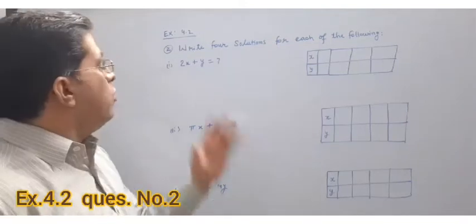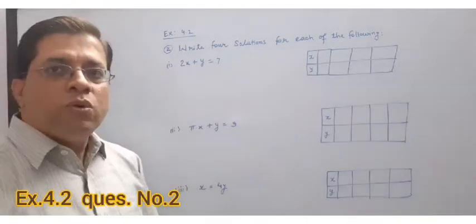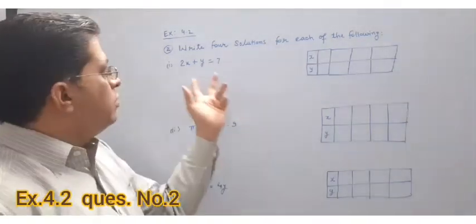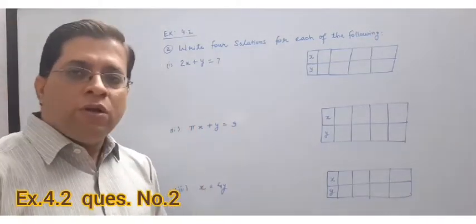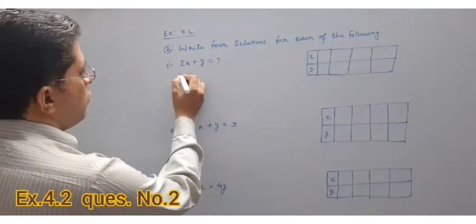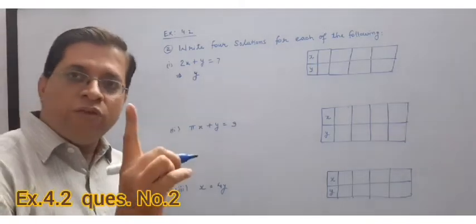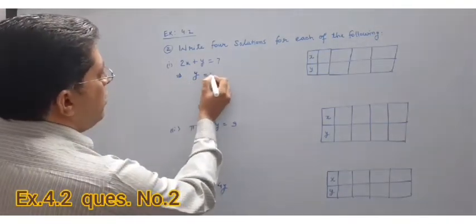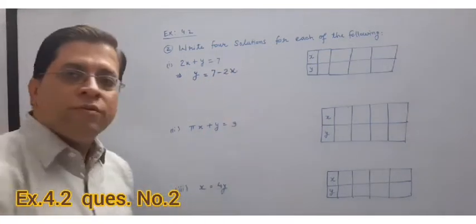Yes, now come on, next exercise 4.2, question number 2. Write 4 solutions for each of the following. This linear equation in 2 variables is given to you. Now what are the 4 solutions? Let me see. First you convert this and find y. Y is single, no? The coefficient of y is 1. That is why I can easily take the value of y after transforming like this.